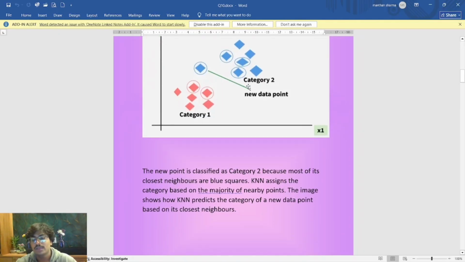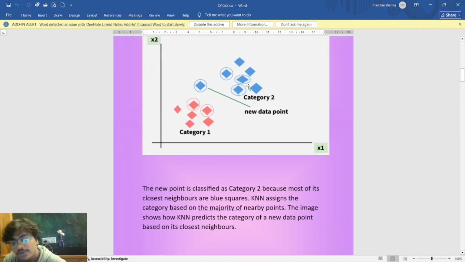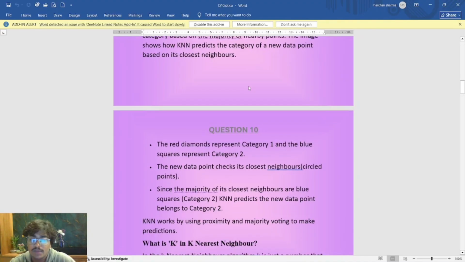And how does KNN make predictions? To predict the output of a new point, KNN follows a simple rule. For classification, it checks the category of the nearest neighbors and chooses the majority class. For regression tasks, it takes the average of the values of the nearest neighbors.